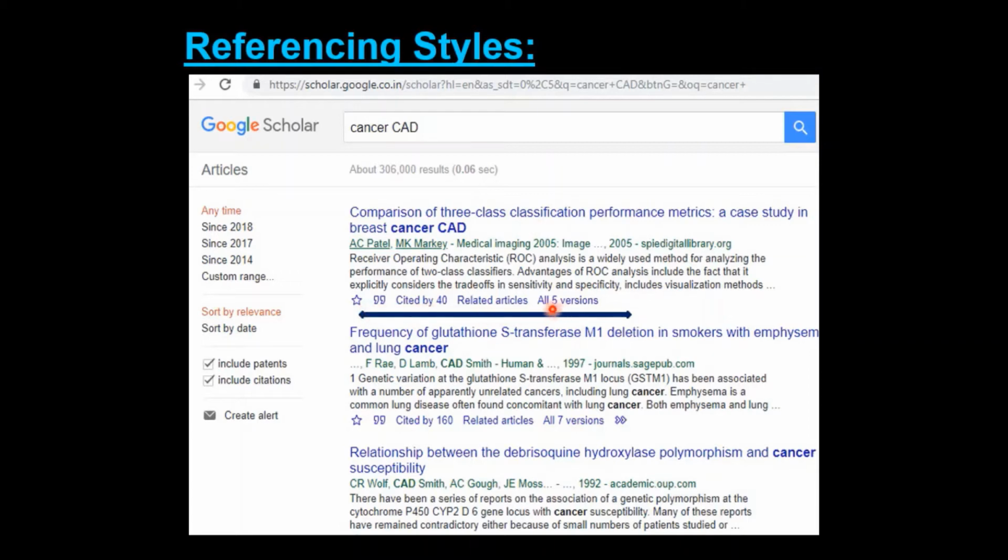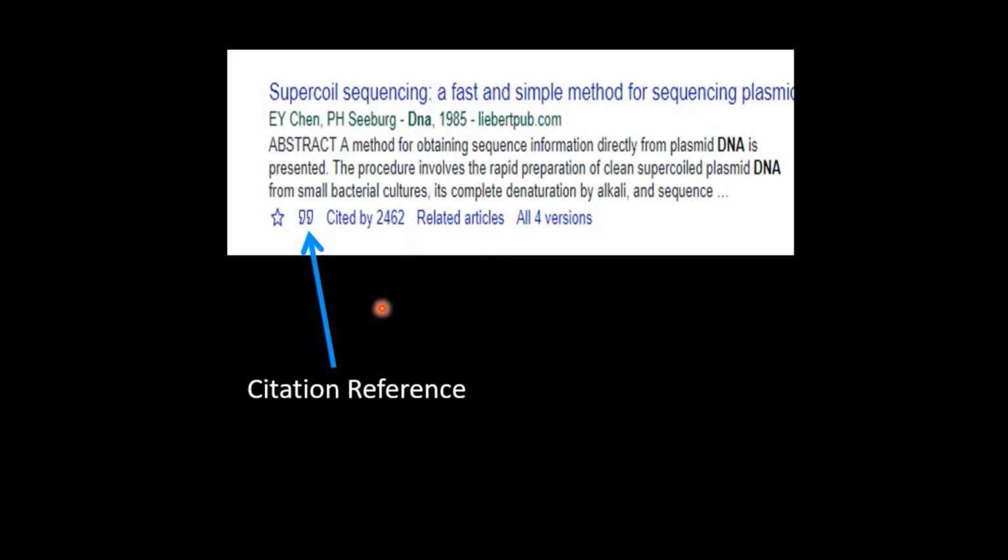Like this: all 5 versions, related articles, cited by 40, and there is this star and those quotation marks. When you click on this quotation mark, this is for the citation reference. What is the citation information of this paper? After clicking at this point, you will get that information.